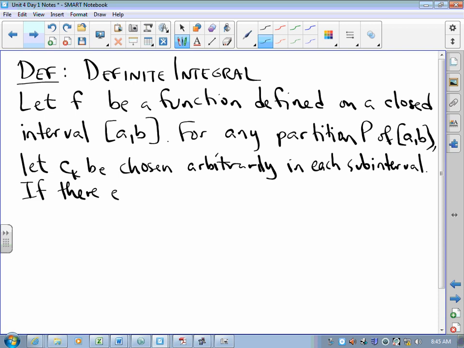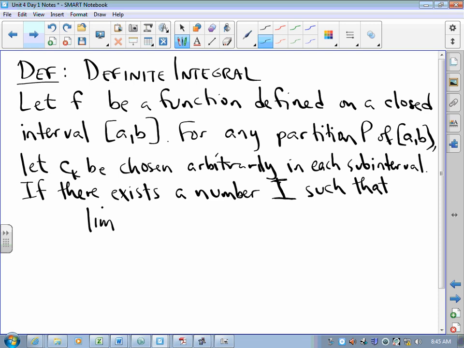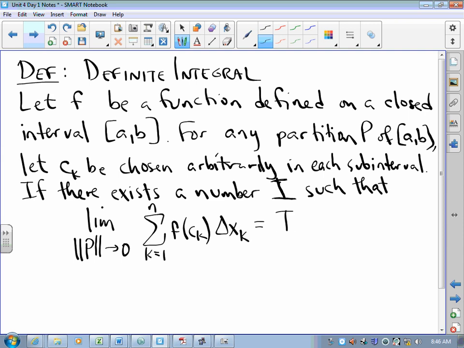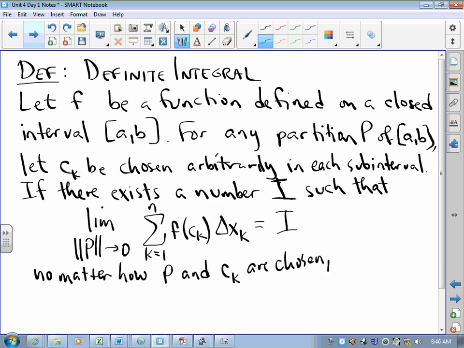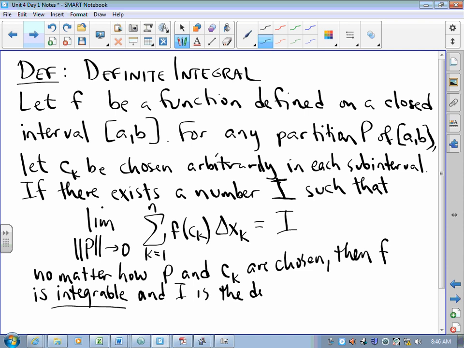If there exists a number I such that the limit as the norm of P approaches 0 of the sum k goes from 1 to n of f of C sub k delta x sub k is equal to I, no matter how P and C sub k are chosen, then f is integrable, that's a big word, and I is the definite integral of f over AB.